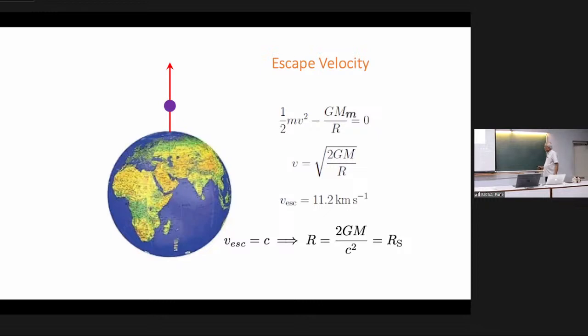So if I have a fixed radius and increase the mass, we will keep increasing it, eventually reaching c. But if I hold M constant and keep decreasing the radius, I'll get the same. And soon I'll reach a radius equal to 2GM by c squared. And at that point, light cannot escape from this body. I'm sure you might have seen this before.